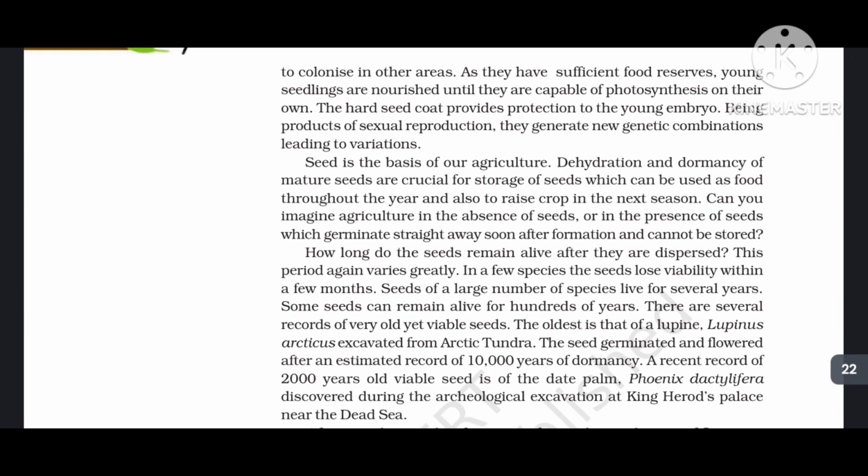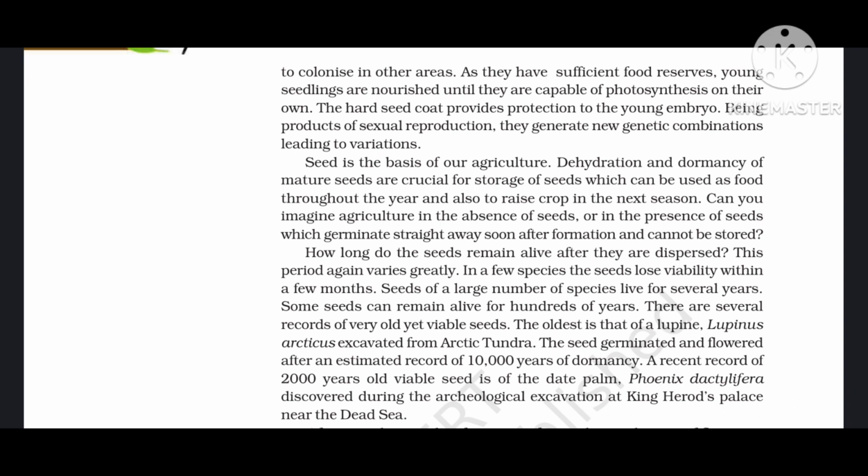In a few species, the seeds lose viability within a few months. Seeds of a large number of species live for several years. Some seeds can remain alive for hundreds of years. There are several records of very old yet viable seeds.